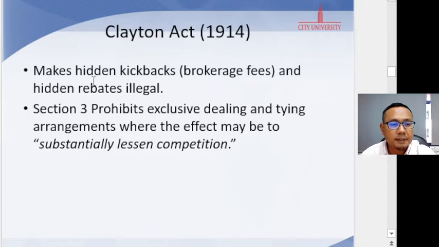So that makes hidden kickbacks, brokerage fees, and hidden rebates illegal. This is how they wanted to clarify more clearly the acts. And Section 3 prohibits exclusive dealing and tying arrangements where the effect may be to substantially lessen competition.